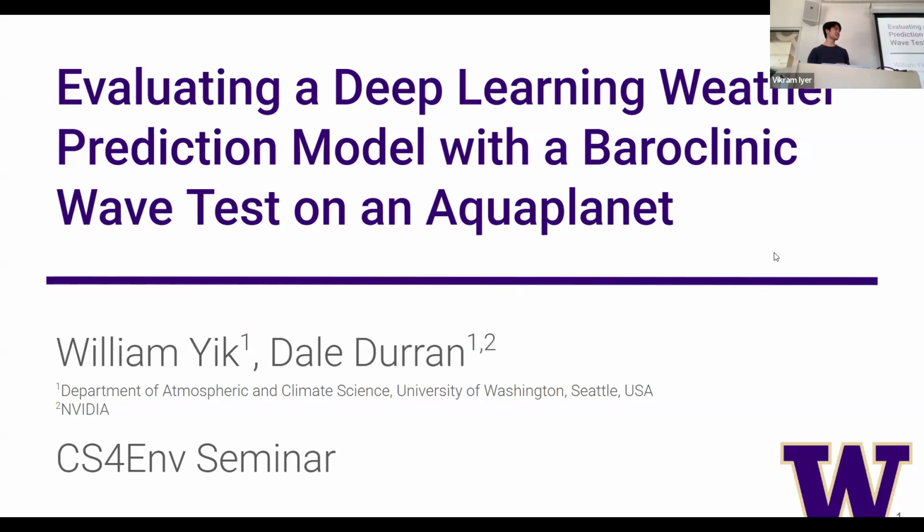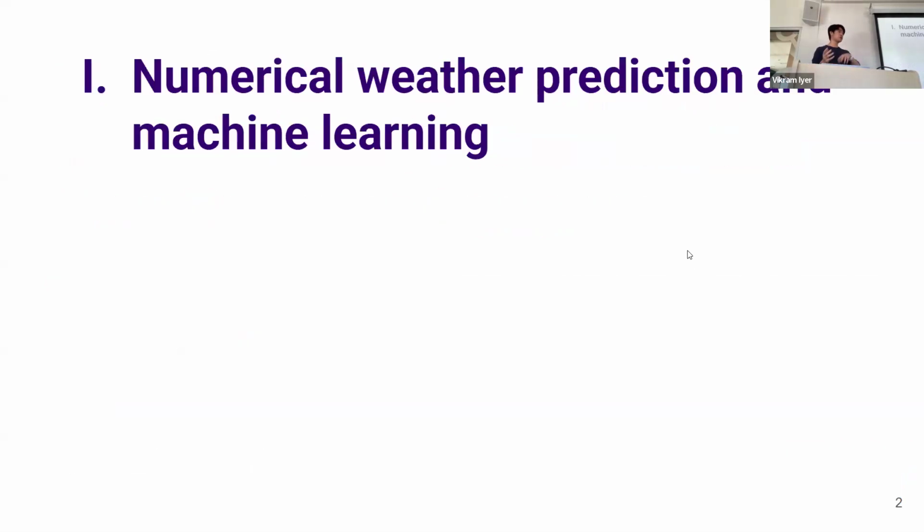Yeah, I'm Will. I'm a second year and I work with Dale Duran in the Department of Atmospheric and Climate Science. Excited to be here to tell you about the work I've done so far while I've been here on evaluating a deep learning weather prediction model with a baroclinic wave test on Planet. It's a big hunk of a title, but I hope that by the end you'll have a sense of what each of these individual words means and how we can put them together to make sense. Okay, so I'd like to start this talk with a brief overview of numerical weather prediction, machine learning for numerical weather prediction, and how we evaluate both of these types of models.